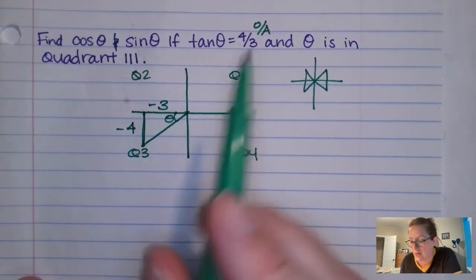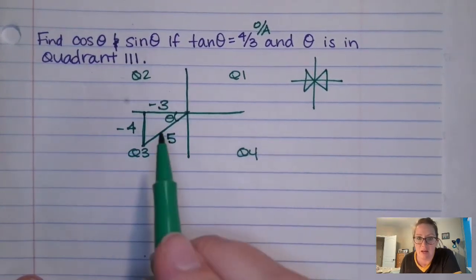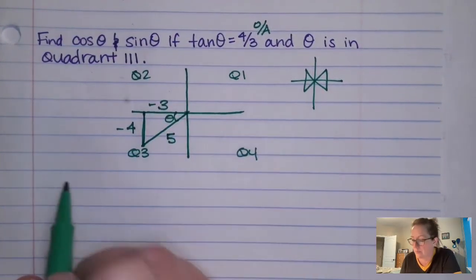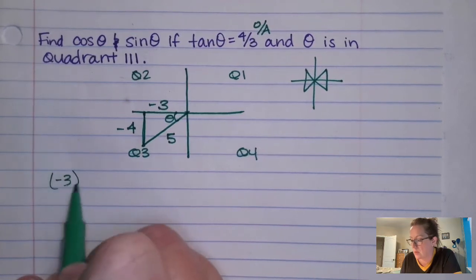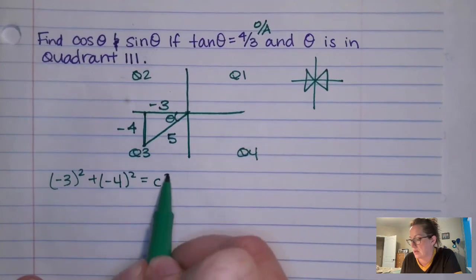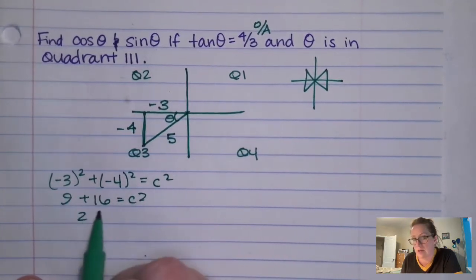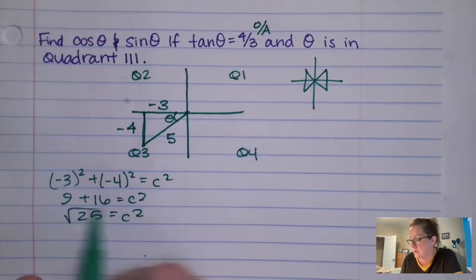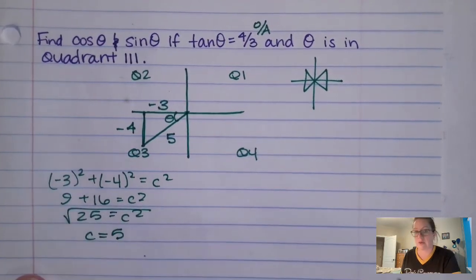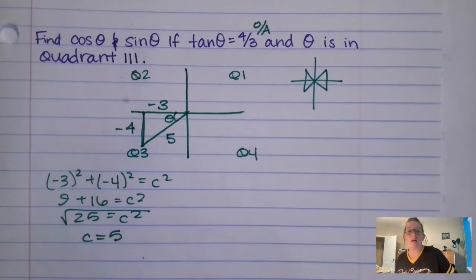Do we know what our hypotenuse is? Sure, it's a 3, 4, 5 triangle. If you're not comfortable with Pythagorean triples or a 3, 4, 5 yet, do the Pythagorean theorem. So we would do -3, with parentheses around that because it's negative, squared, plus the other squared. 9 and 16 is 25. Square root, we get c is 5. Okay, and the hypotenuse can never be negative, so it's positive 5.